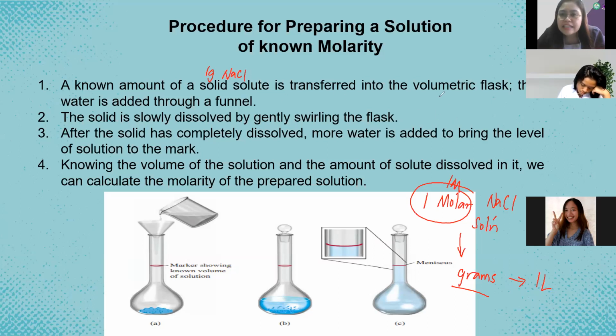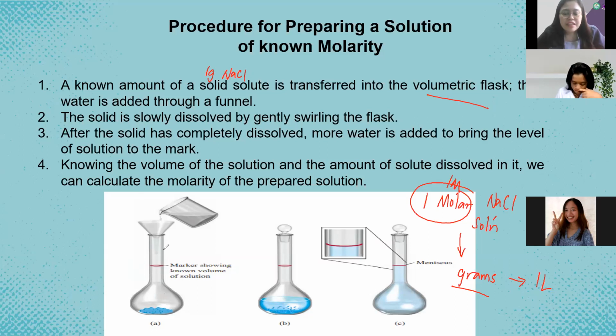Tapos, ilagay natin siya in a volumetric flask. Ito yung mukha ng volumetric flask natin. It's a long neck flask na isa lang ang guhit for graduation. So pag sinabing 1 liter, ito 1 liter lang talaga ang mine-measure niya. And then after, we will be adding the solvent. Most of the time, it will be water. So syempre through a funnel because ang opening ng flask na ito is medyo narrow.